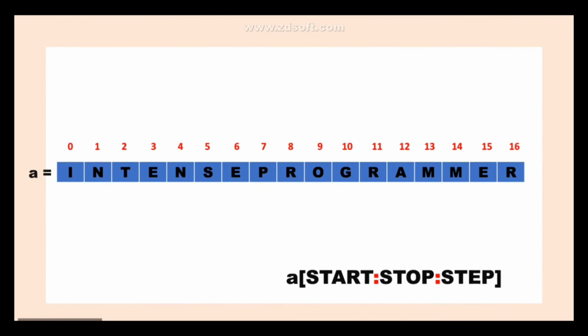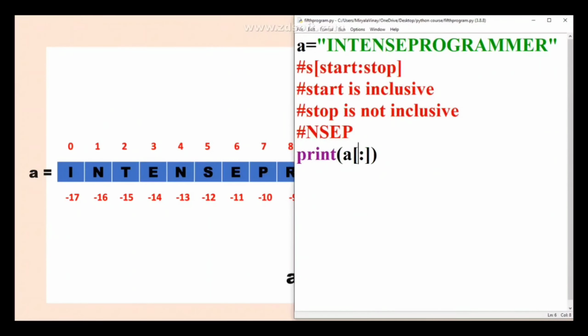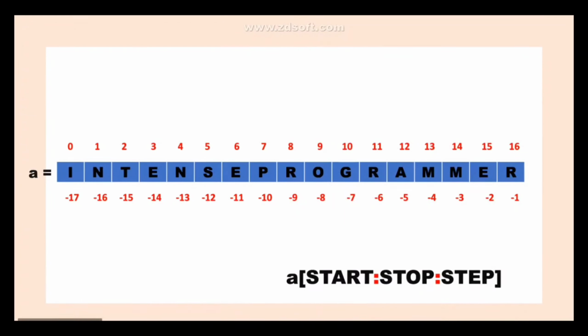In the previous video I was also telling that a string normally consists of negative indexes also, something like -1, -2, -3, as you can see on the screen, -17, -16, -15. So let me give negative values also. I am giving -17 as the start value and -10 as the stop value.